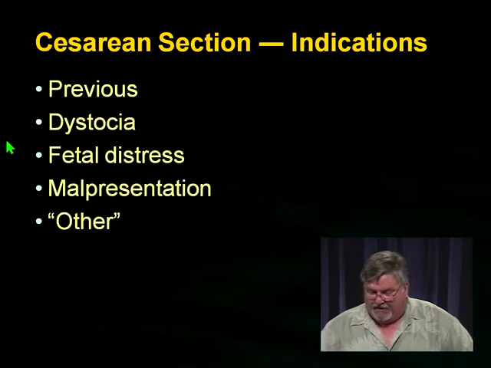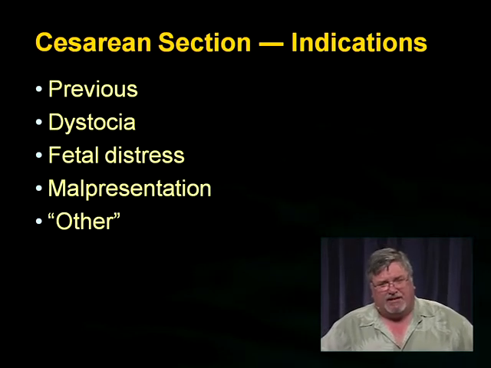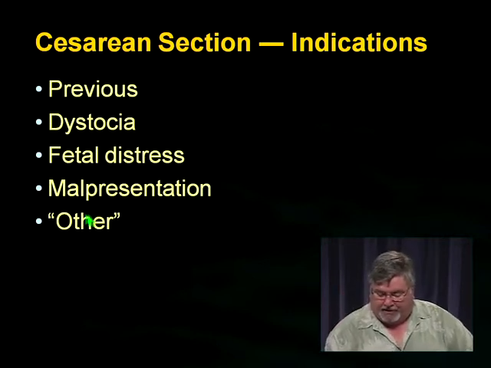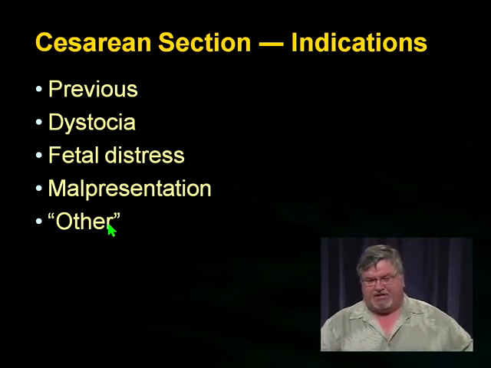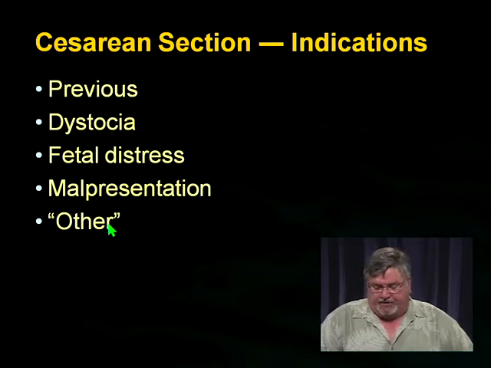So, cesarean section indications. I did not put obstetrical impending vacation here, but it could go under other. So, a previous C-section, generally in the United States, sentences you to a second C-section or a third or an eighth. Dystocia, fetal distress, malpresentation, and the proverbial other.